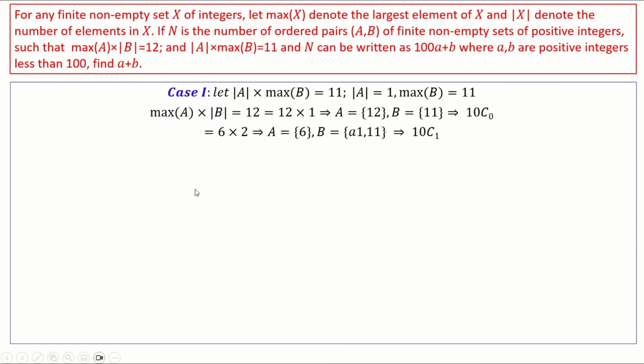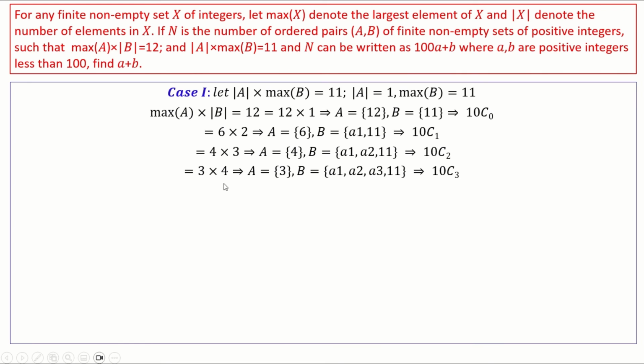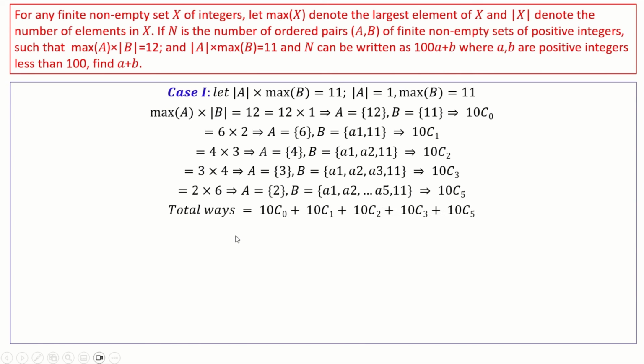So 10C1 is possible. Similarly, if max of A into absolute B equal to 4 into 3, then max of A equal to 4, that means A is the set {4}. Only one element 4, but B has three elements, that is A1, A2 and 11. So 10C2 possibilities are there, because A1, A2 can be any of the 10 and I am taking only two values. If it is 3 into 4, A is the set {3} and B has four elements in total. One is 11 and the other three can be formed in 10C3 ways. Similarly, for 2 into 6, A is the set {2} and B has 6 elements in total. Out of that, 5 are any numbers from 1 to 10, so 10C5 are possible. So the total in case 1 is 10C0 plus 10C1, 10C2, 10C3 and 10C5.